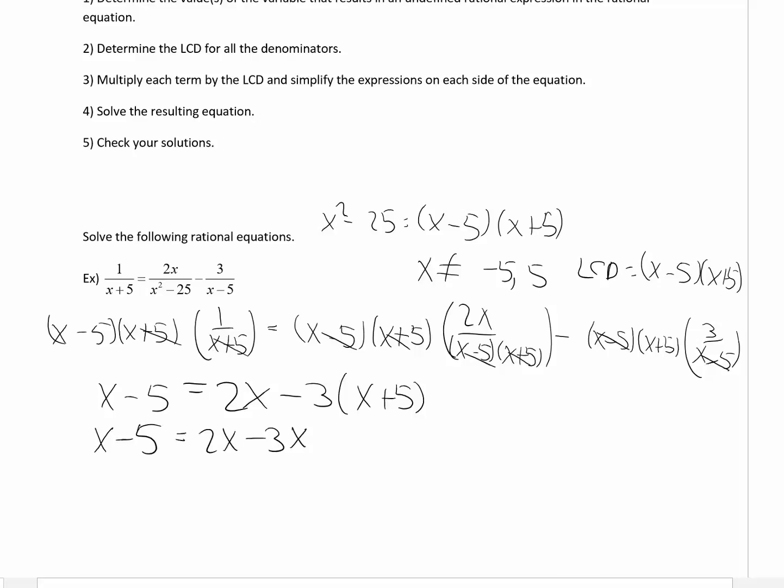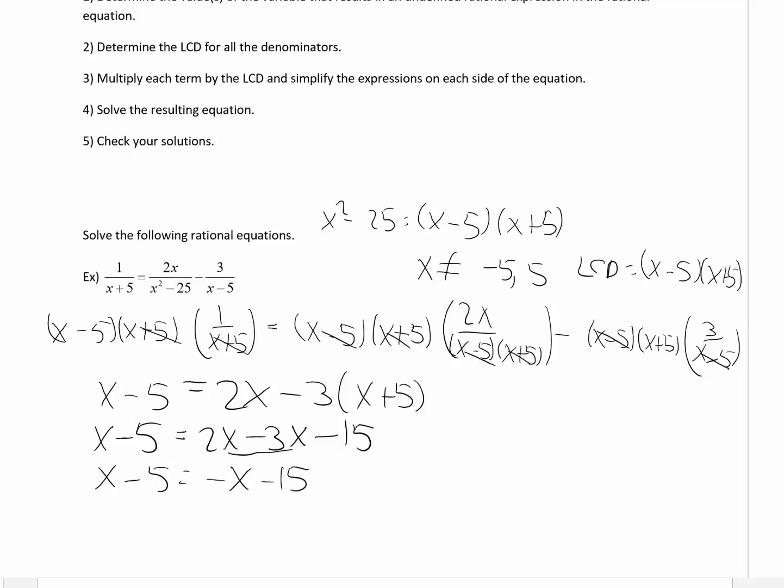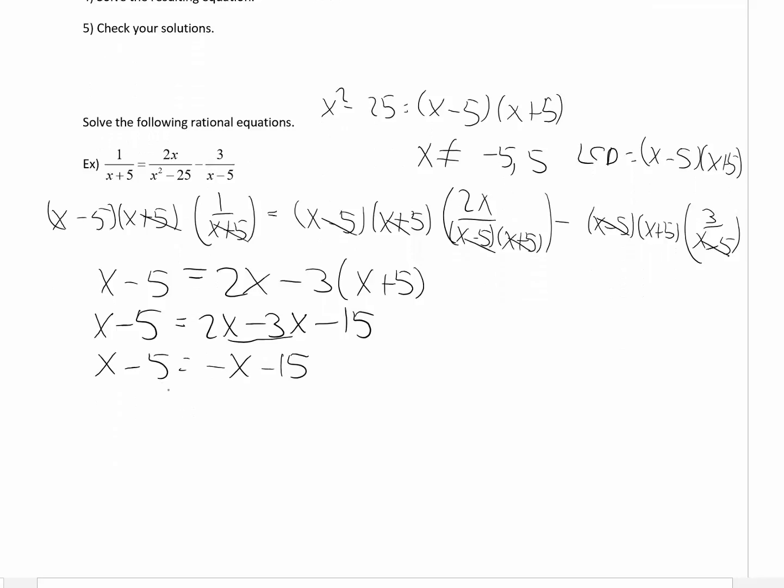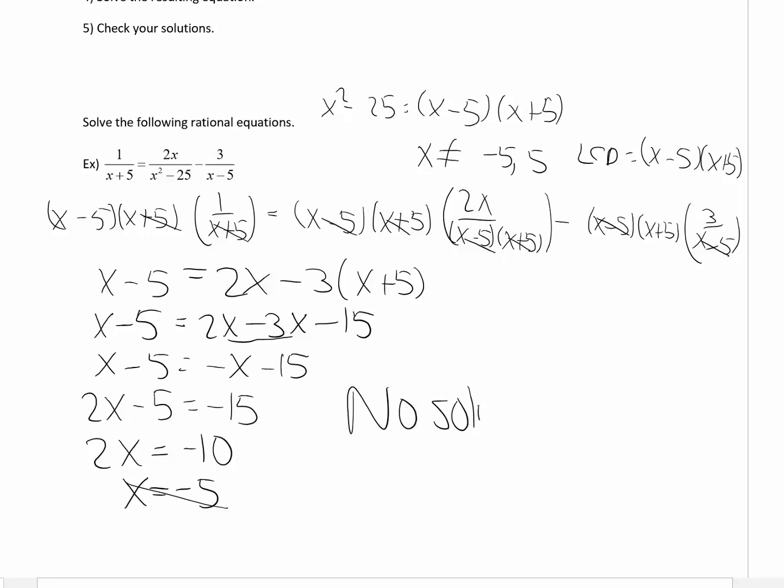So distribute. Combine like terms. And now solve. So I'm going to add x. Add 5. And then divide by 2. So we get x equal to negative 5. Now, the problem is one of our restrictions tells me that x cannot equal negative 5. So this is not an acceptable solution. So we have no solution here.